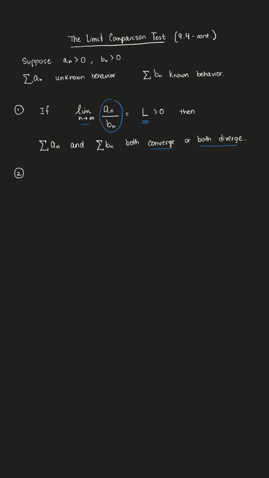So the second scenario is that we're always taking the limit as n approaches infinity of the nth term of the series whose behavior we don't know over the nth term of the series whose behavior we do know. If this limit is 0 and we know that b sub n converges, then a sub n, the series, will also converge. And let's think about this a little bit. If in the limit this ratio is approaching 0, that means that b sub n is growing at a faster pace than a sub n. So if b sub n converges, since it's growing at a faster rate, a sub n must also converge.